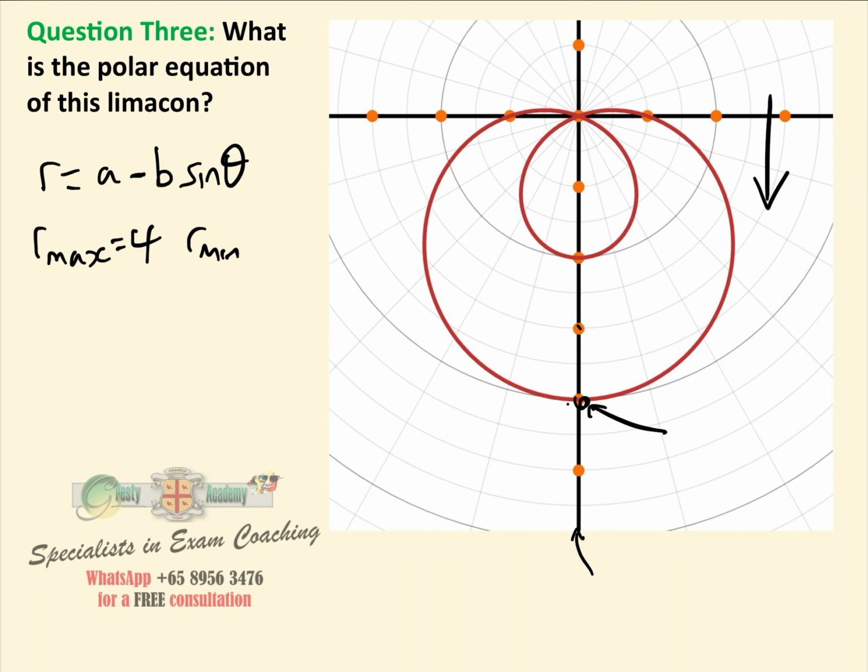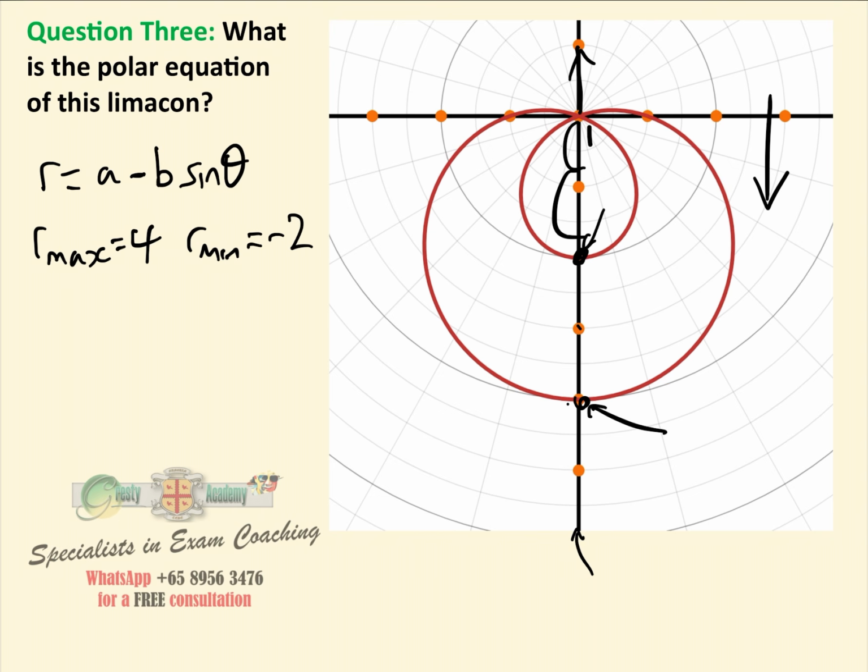You might think that r min is 2, but actually r min is not 2, because this point here, and we'll look at this later, is basically found when we have theta equals pi over 2, i.e. theta going up that way. So in actual fact, the minimum value of r is minus 2. It's going 2 in the opposite direction of the theta.